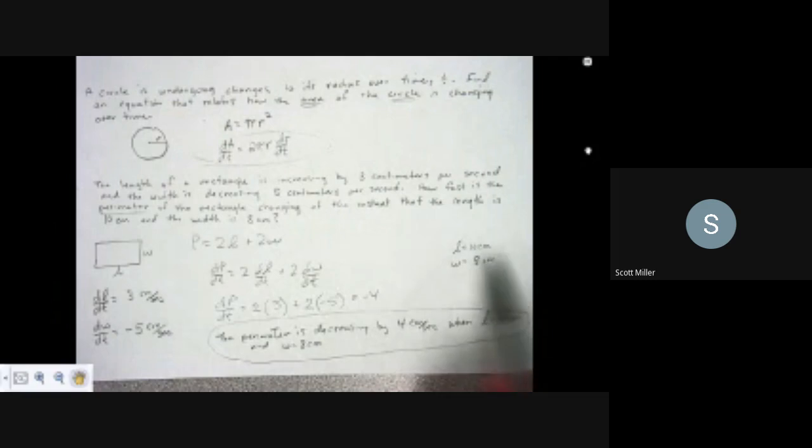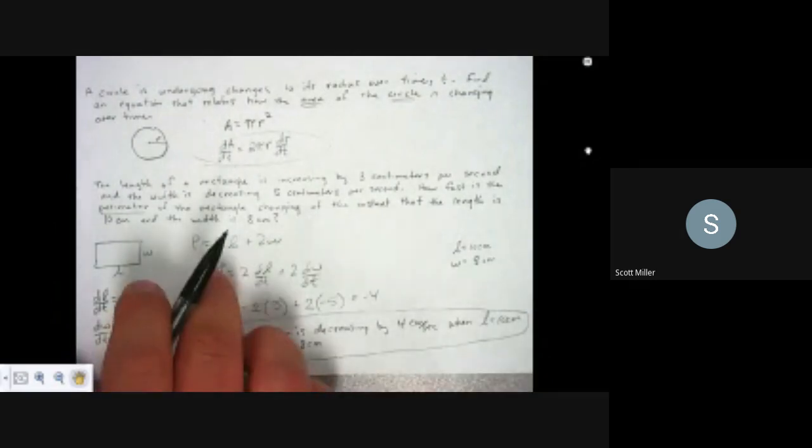Sometimes those numbers will play a role, so don't stop writing that stuff down. They're not always going to be irrelevant. Just in this case, it did not matter what those numbers were. And so there's that question right there. Let's do another one.